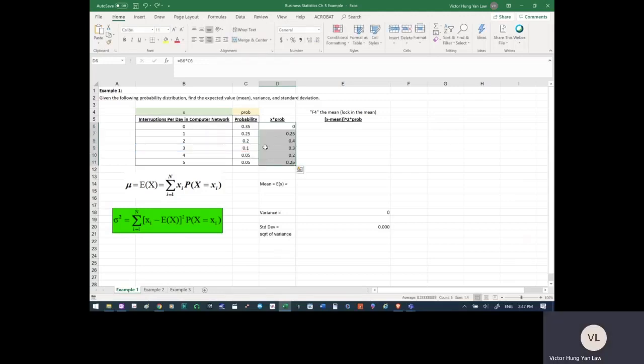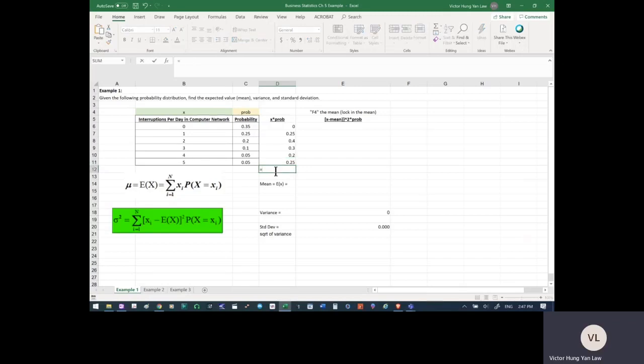Again, the key is to set up the formula once and then replicate it. We take the x and times it by the probability. Once we set this up once, we can replicate the formula by going to the bottom right corner, seeing the black cross, and dragging it down. Once we have the x times the probability for all 6 of them, we're going to sum them up, we're going to add them all up.